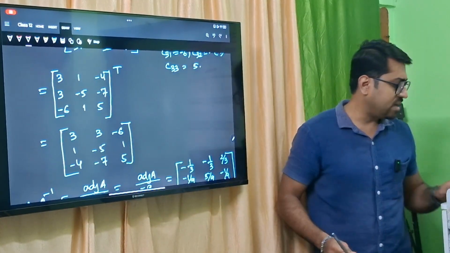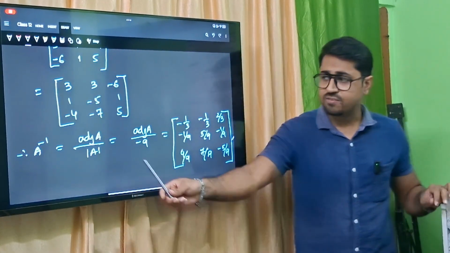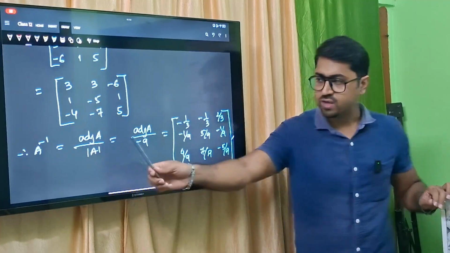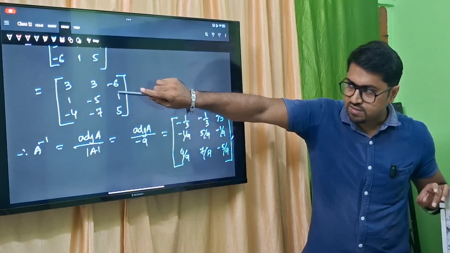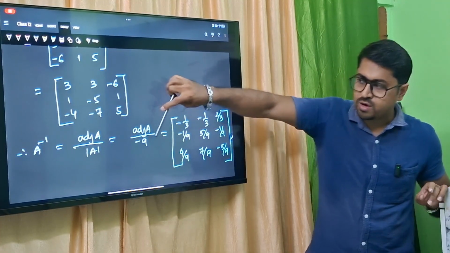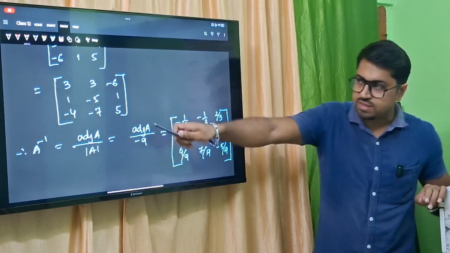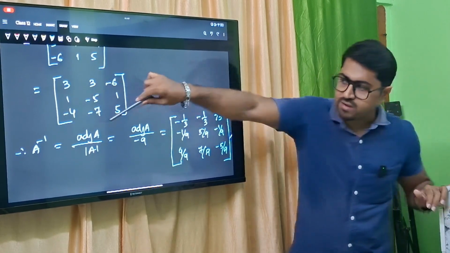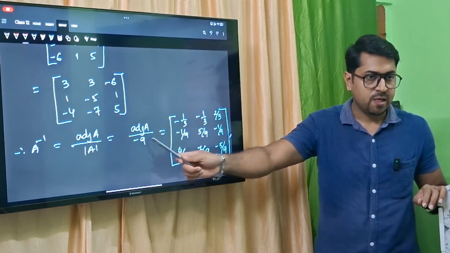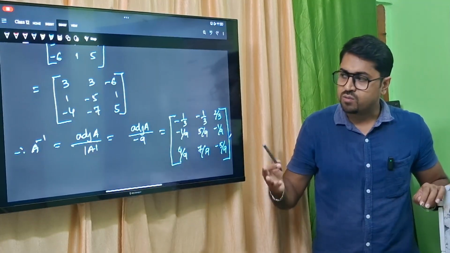Then I will find A inverse. Look, A inverse equals the adjoint of A divided by the determinant of A. So the adjoint of A is this, and it gets divided by the determinant of A, that is -9. That means each and every element of this matrix will be divided by -9, or multiplied by 1 by -9.